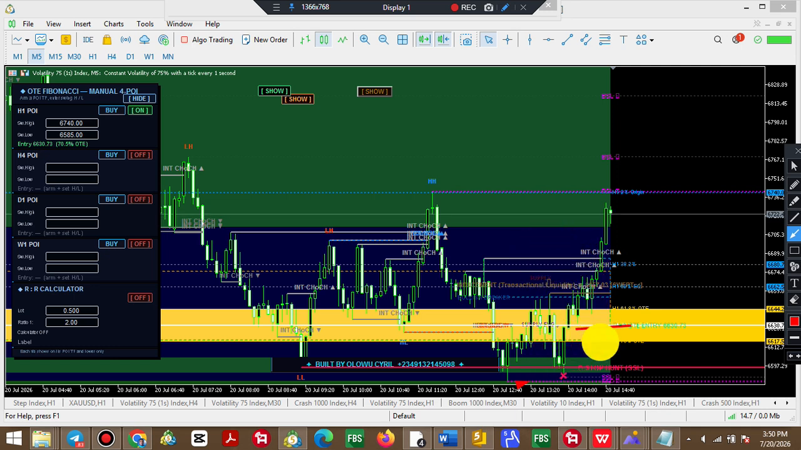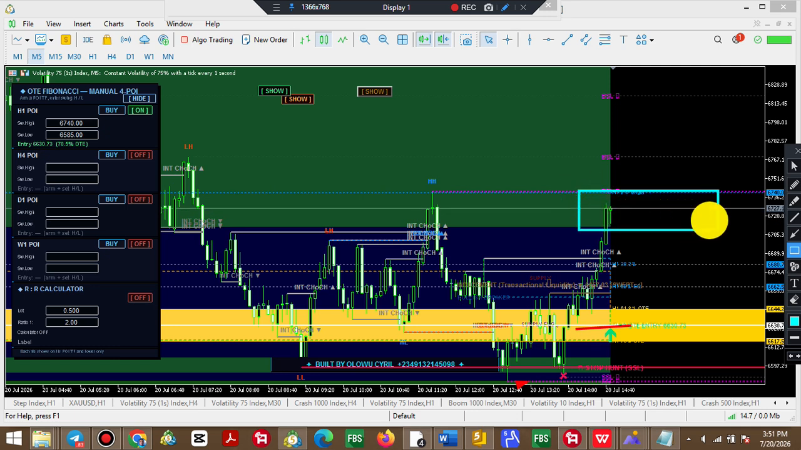Exactly. So we are using the breaker block, not the other block. It's going to be the breaker block. It's when you're using the other block that this has high probability of going, but we are going to be using the breaker block entry. It doesn't still affect your stop loss.